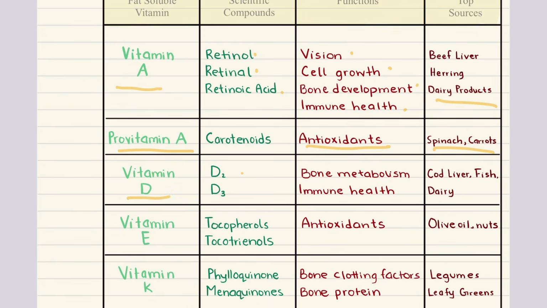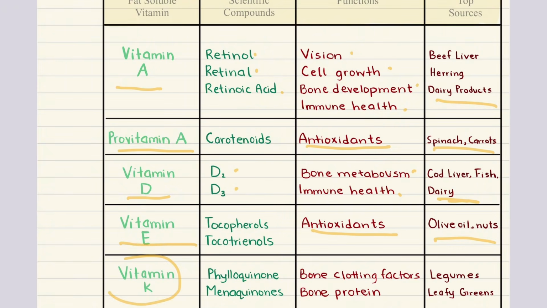Vitamin D includes D2 and D3 forms. This is important for bone metabolism as well as immune health. And you can get it from cod liver oil, fatty fish, and dairy, or you can synthesize it in the skin with sunlight. Vitamin E acts as a powerful antioxidant as well, and it protects membranes from oxidative damage. It's found in olive oil, nuts, and seeds.